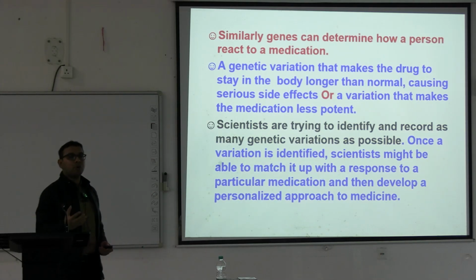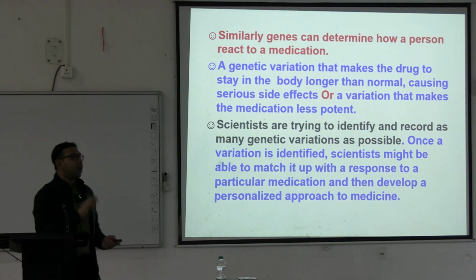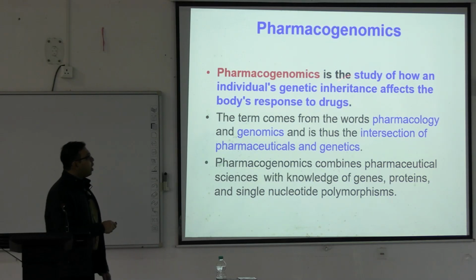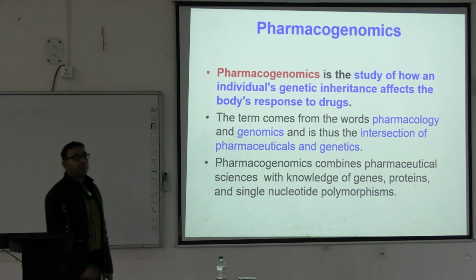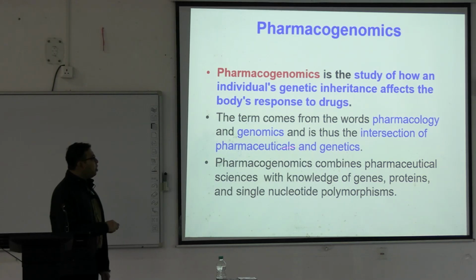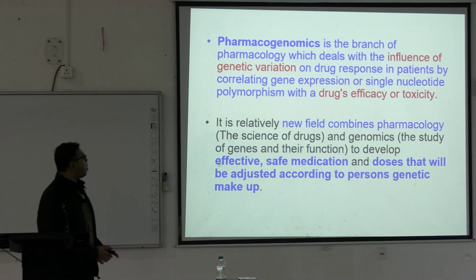So we are moving towards a more personalized approach rather than a blanket therapy. Okay. So pharmacogenomics, basically, is a study of how an individual's genetic inheritance affects the body's response to drugs. Genetic inheritance determines the body's response to drugs. The term comes from the words pharmacology and genomics. So it is at the intersection of pharmaceuticals and genetics. Pharmacogenomics combines pharmaceutical sciences with knowledge of genes, proteins and single nucleotide polymorphisms. Proteomics is also an important thing.